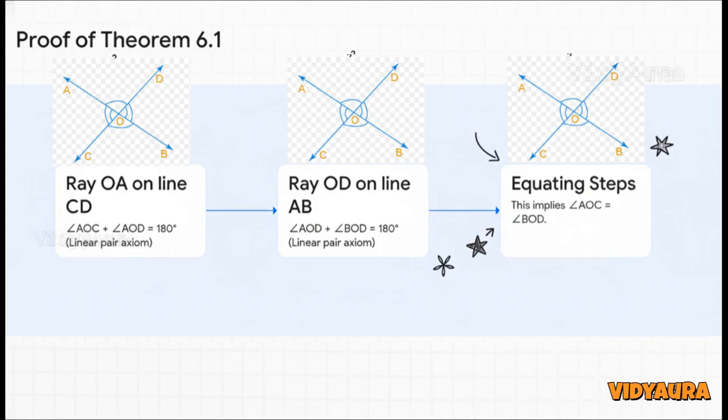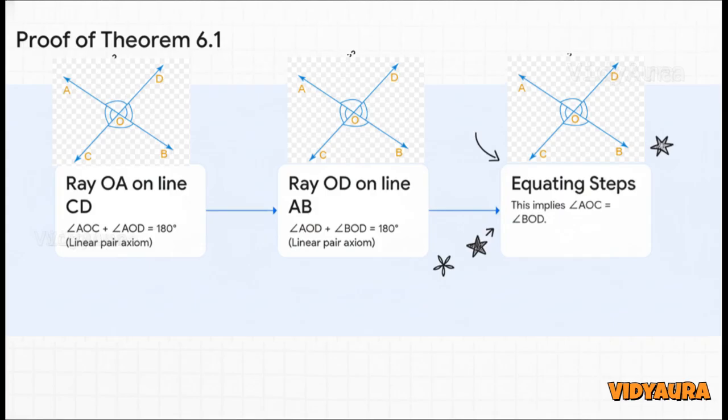Step 3. Now think about it. If AOC plus AOD equals 180 and AOD plus BOD equals 180, then that means that AOC plus AOD must be equal to AOD plus BOD. And since angle AOD is on both sides of that equation, we can just cancel it out.